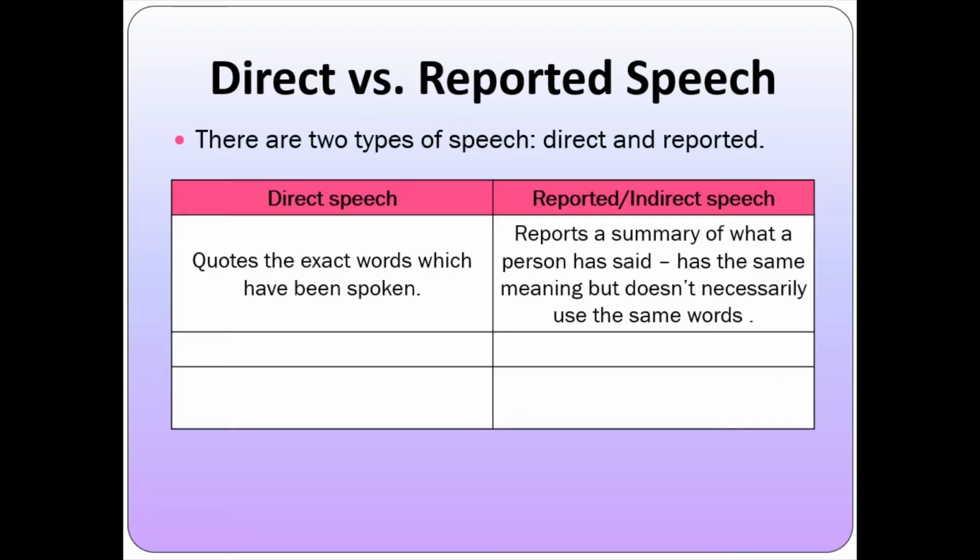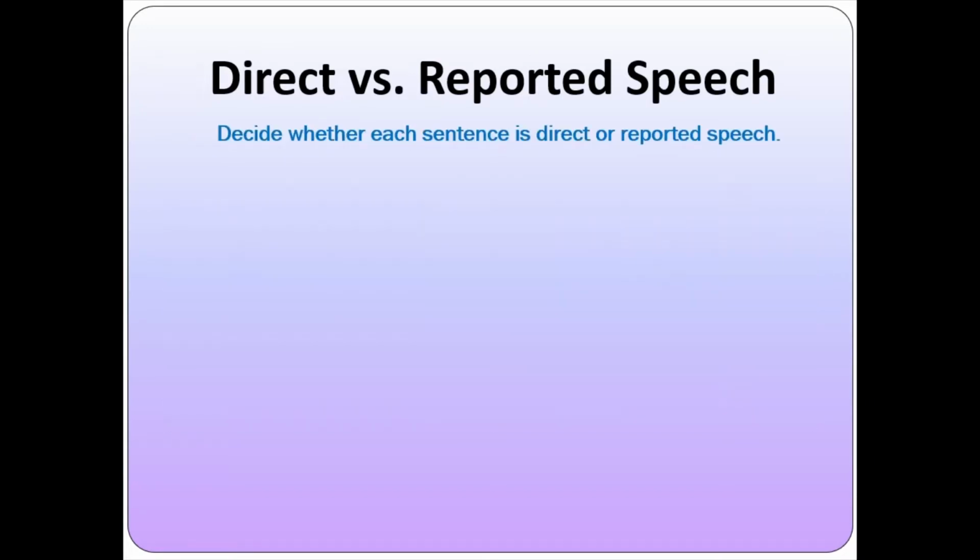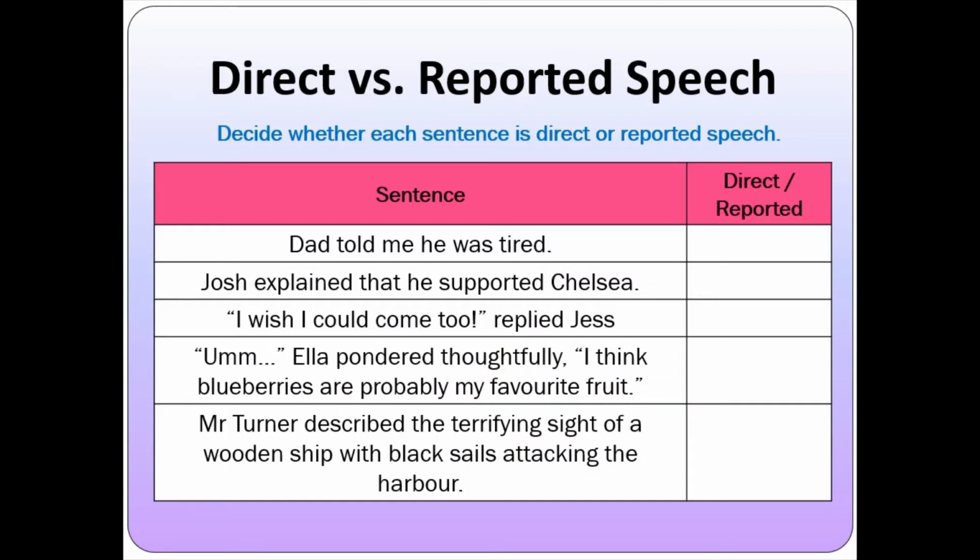And if you remember, direct speech quotes the exact words which have been spoken, whereas indirect speech or reported speech is more of a summary of what has been said, and it doesn't have to use the exact same words. Direct speech is usually in the present tense, whereas reported or indirect speech is in the past. And inverted commas or speech marks are placed around what the speaker says in direct speech, whereas indirect speech does not use speech marks.